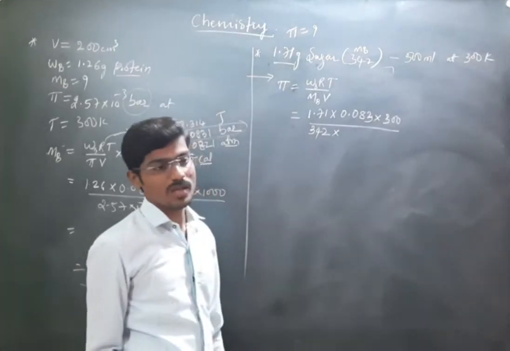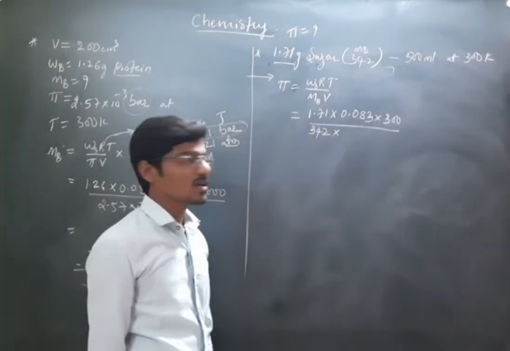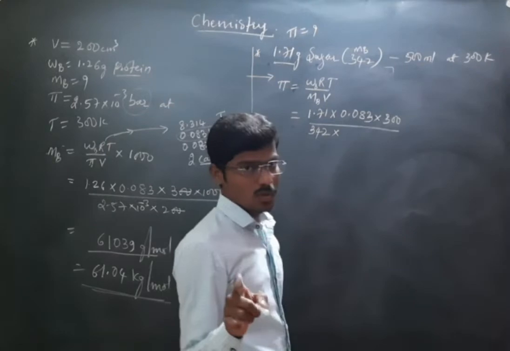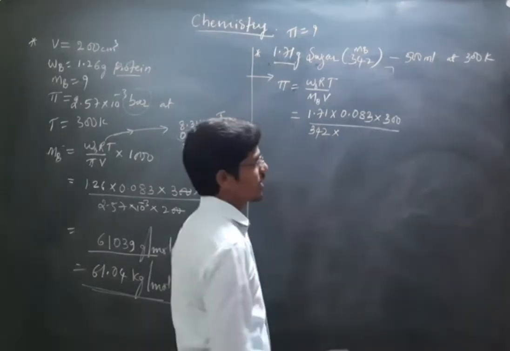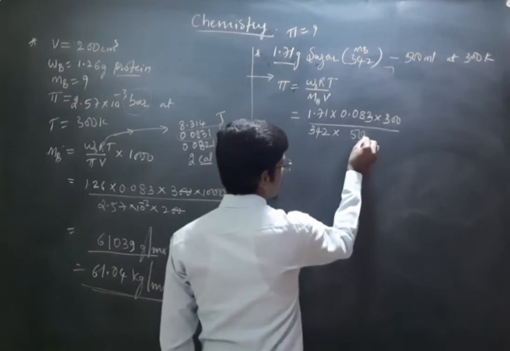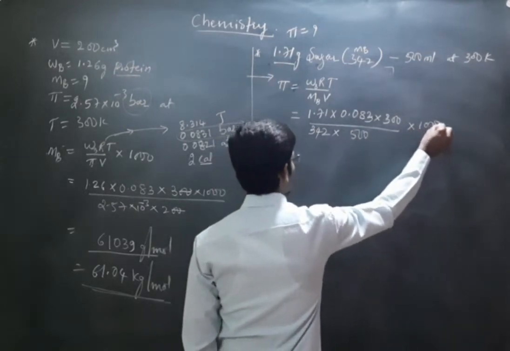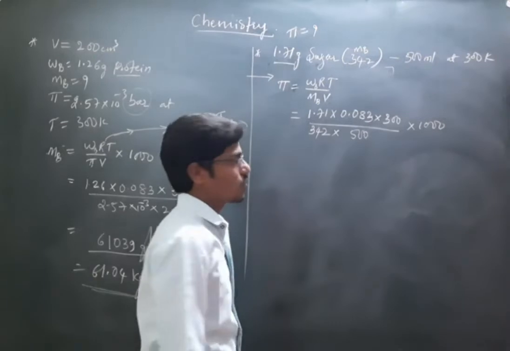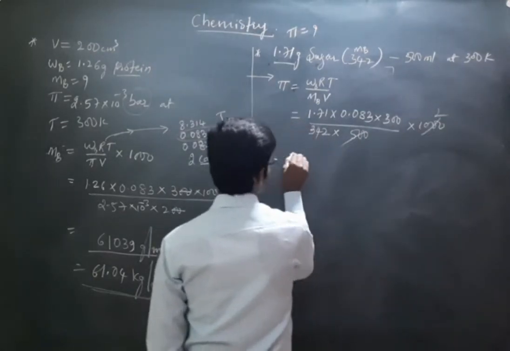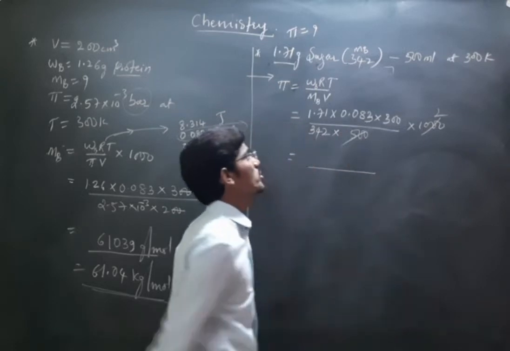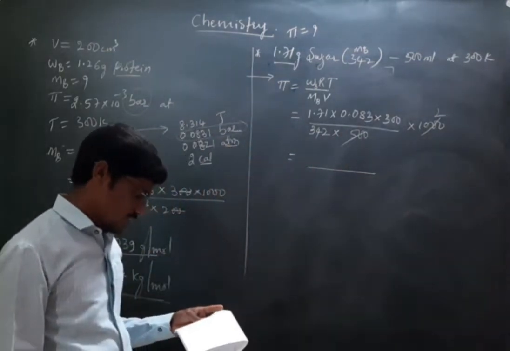It is in ml. Let us convert it in terms of liter. To convert ml to liter, divide by 1000. So 500 by 1000 is 1 by 2, 0.5. So you can write 0.5, that is 500 divided by 1000. That is multiplied by 1000. So further simplifications, which gives the answer.